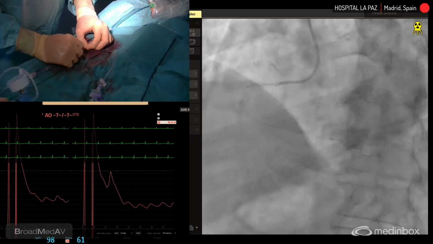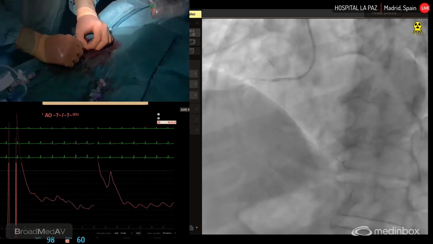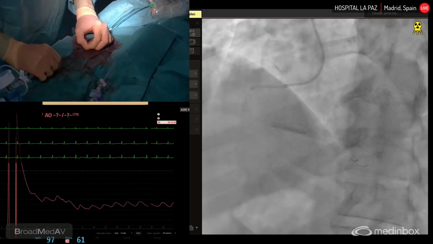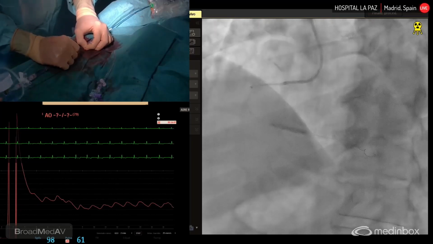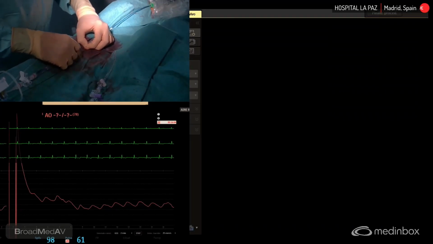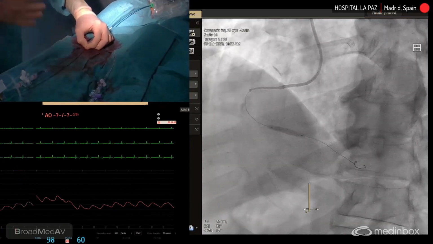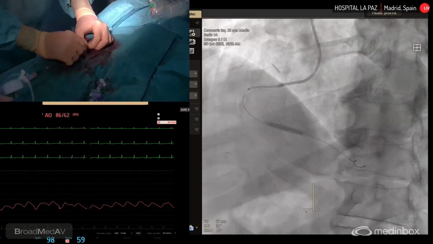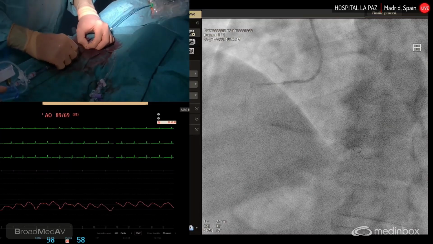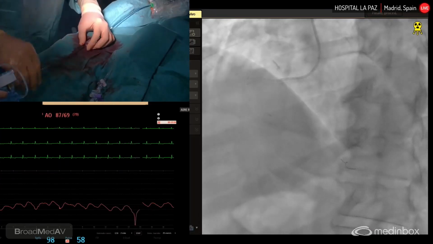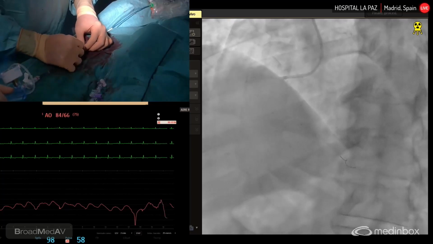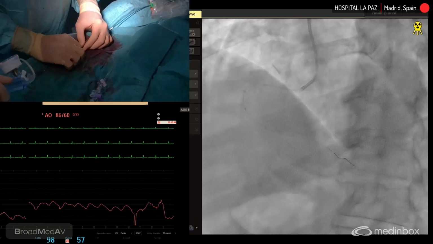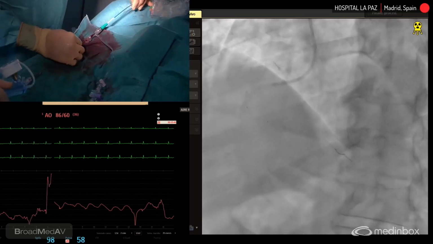Okay, put it there. 12, 14 and 16 atmospheres. 16 atmospheres. Expansion looks good. Yeah, very good expansion. Okay. Let's advance the telescope to make a final OCT.